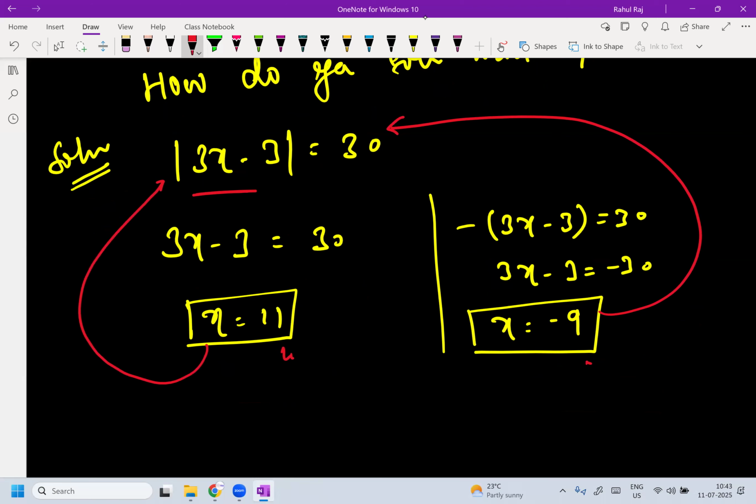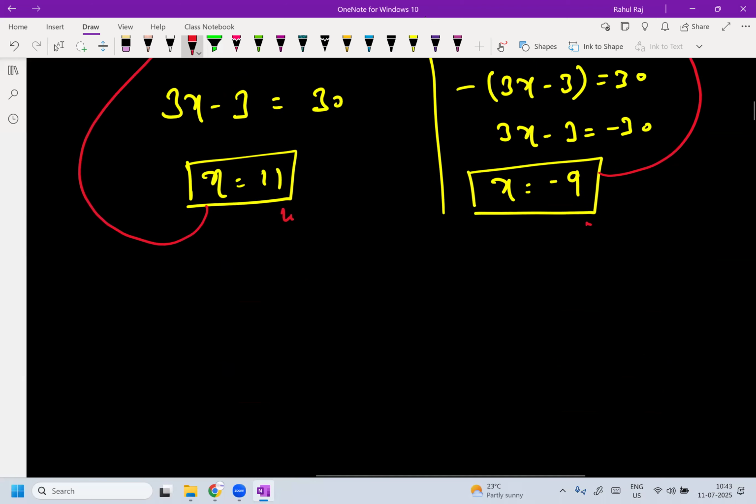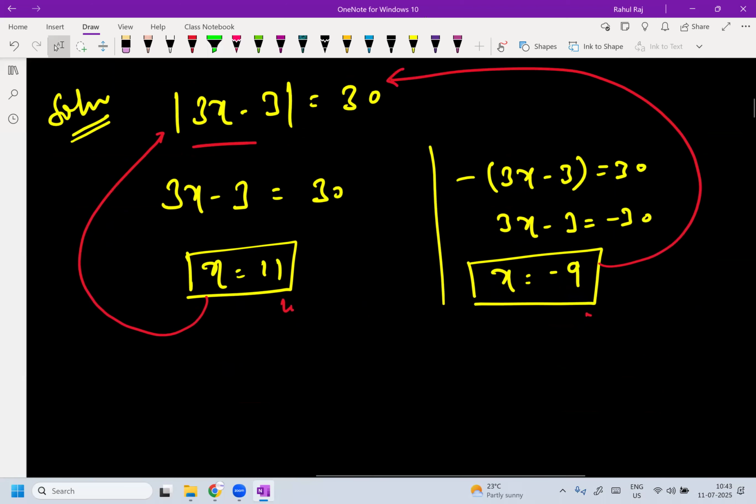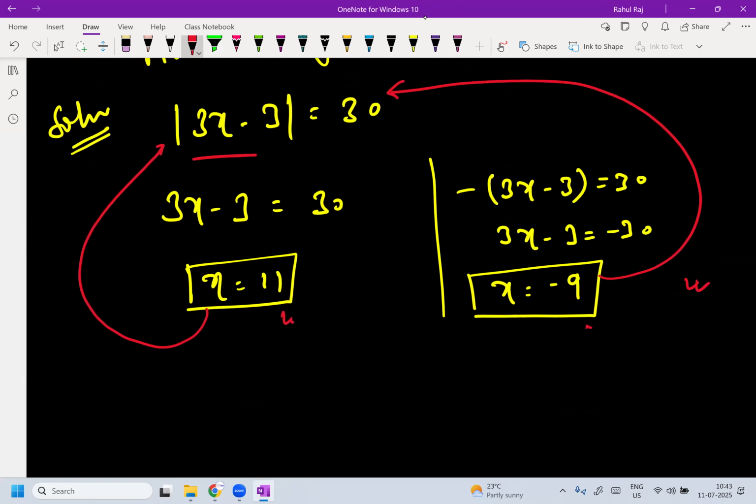But if you actually want to solve it properly, then how do you solve it? Now imagine, and this is how you should solve it. If you remember that you need to check the validity of solution, solving in this way is absolutely perfectly fine. No problem at all. Once it is positive of 3x minus 3 is equal to 30, once it is negative of 3x minus 3 is equal to 30. The story over.